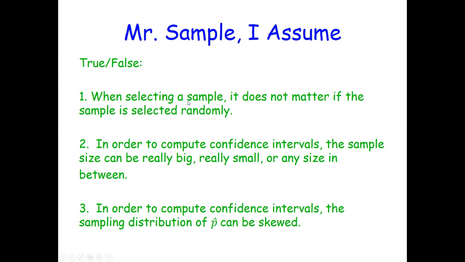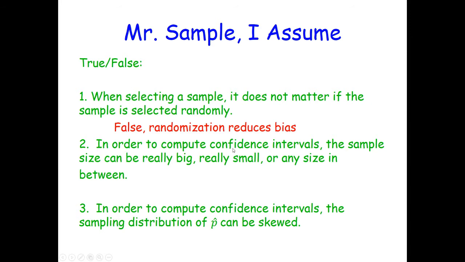When selecting a sample, it does not matter if the sample is selected randomly. Hopefully you guys are on board with the idea that that's very false. Randomization is incredibly important. It reduces bias. If you don't have a random sample, your sample is going to be probably pretty biased. So you need to have a random sample.